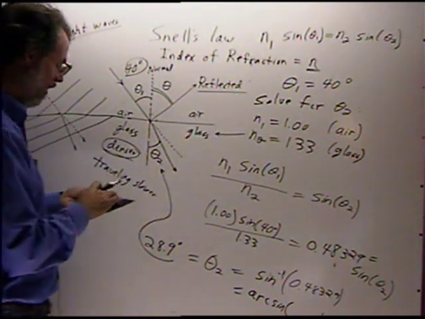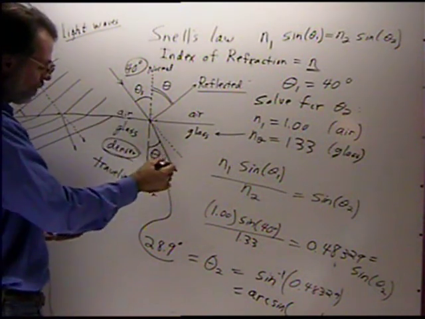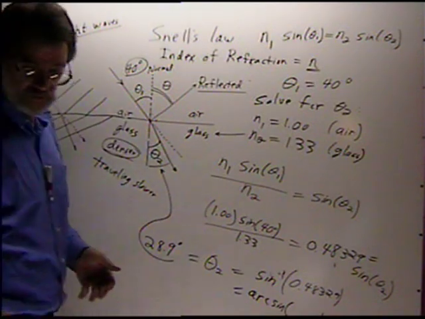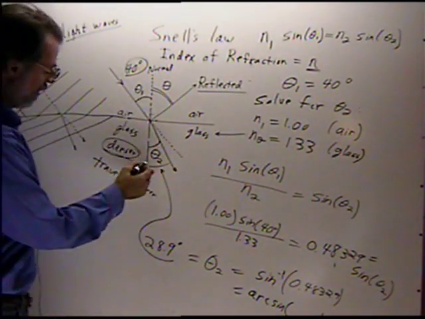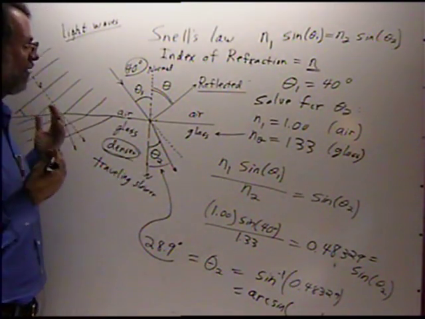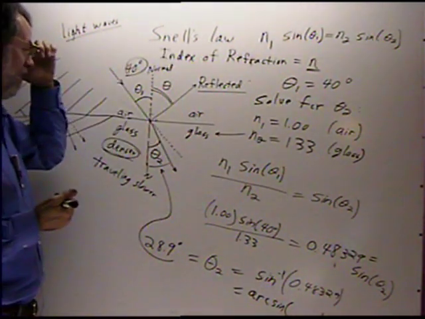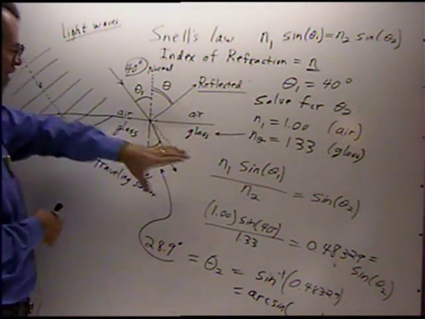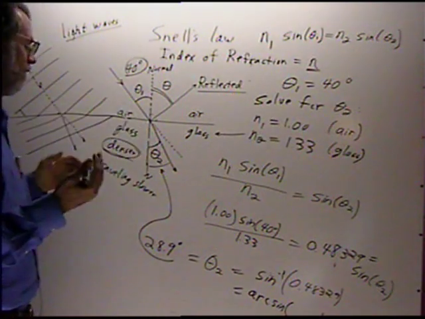So for air and glass with the index of refraction of 1.33, if this is 40 degrees, this angle here would be smaller, 28.9 degrees. So you see, it's definitely bending into the normal. This is a normal line. One of the properties of Snell's law is that if you go from a small index to a large index, you bend into the normal.